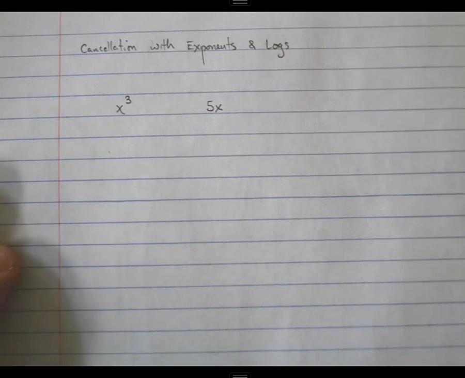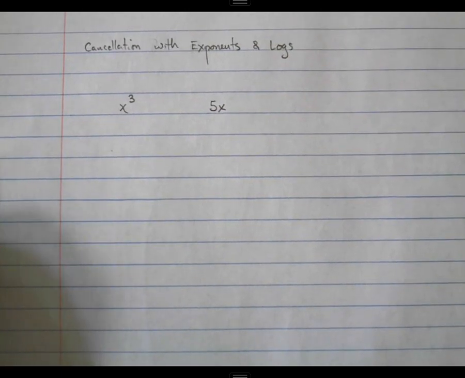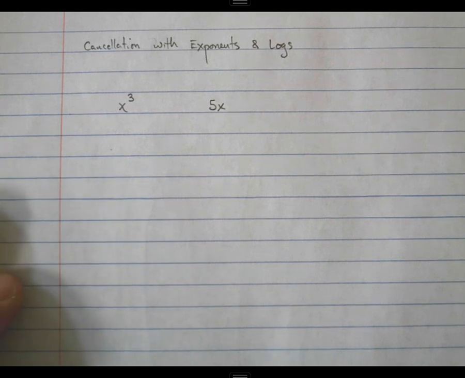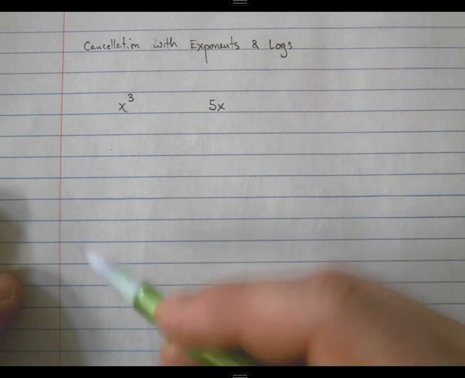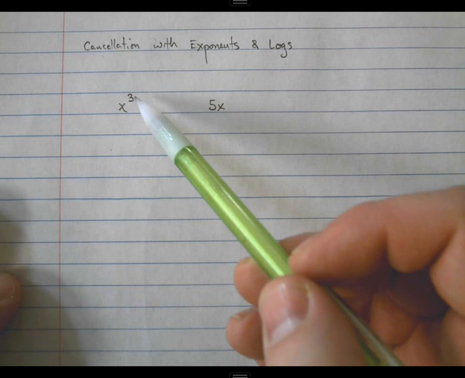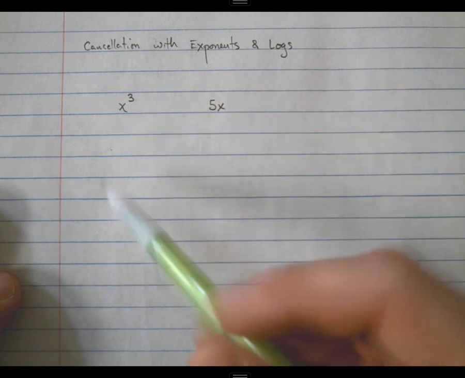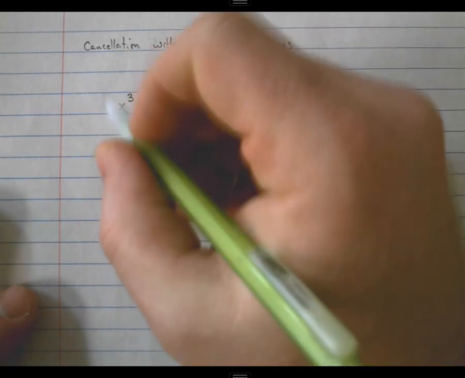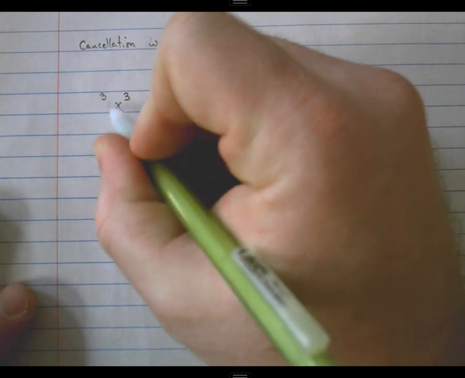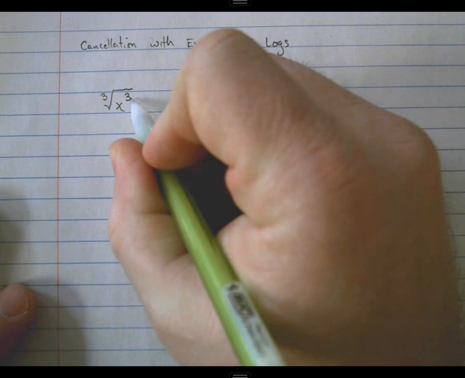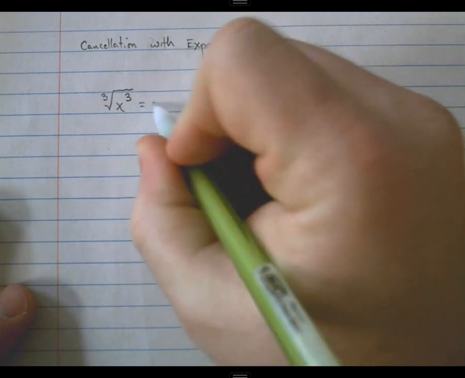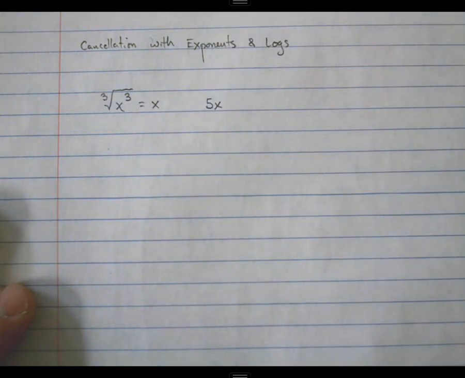All right, let's look at some cancellation properties with exponents and logs. Before we actually get into exponents or logs, let's look at a couple other functions. So if I have x to the third power, and the operation here is cubing, or raising it to the third power. If I want to cancel out that operation, I need to do the opposite. I could take the third root. Third power, third root, those are opposites, and I would just be left with x.